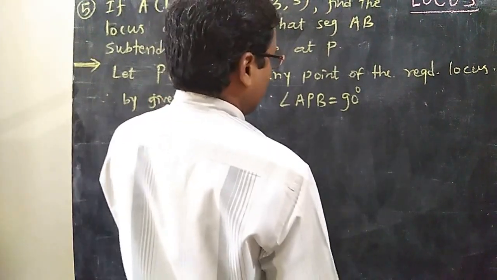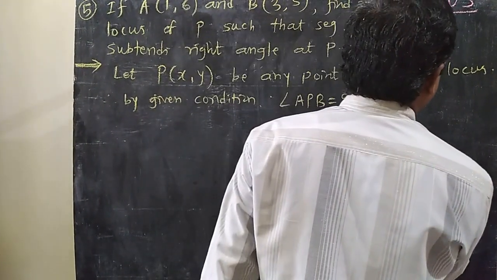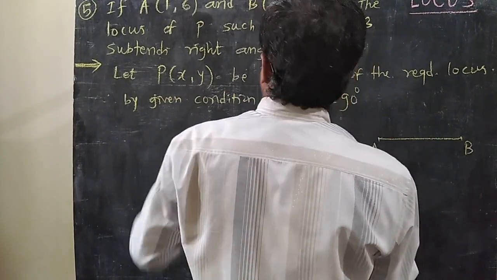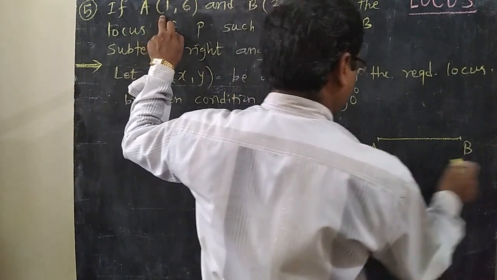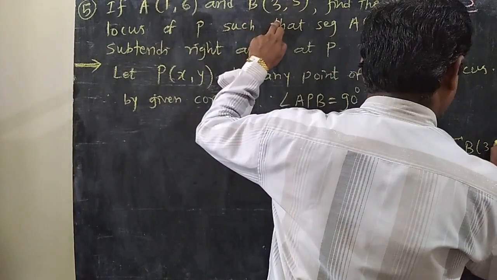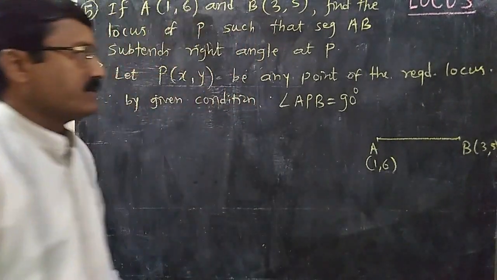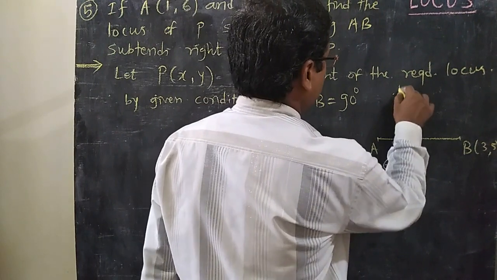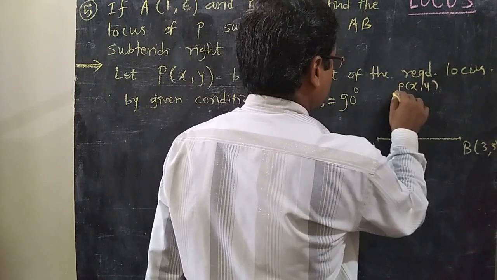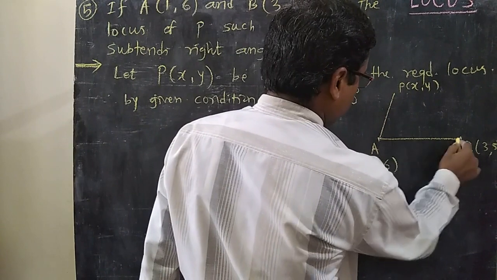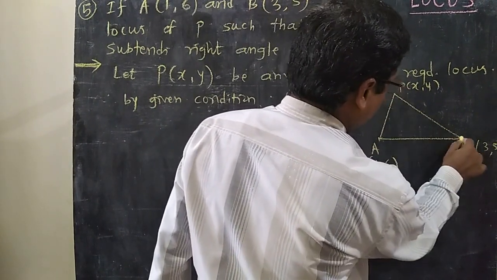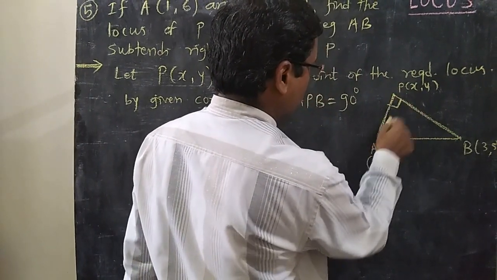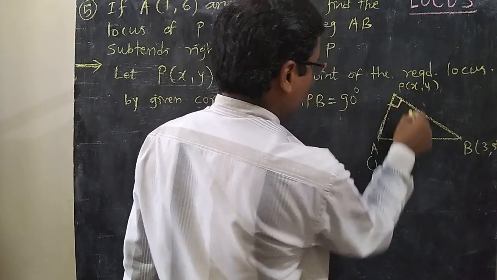Let us see the figure for this. Here is segment AB. Suppose A is given as (1, 6) and point B is given as (3, 5), and P is the locus of point P, so it may be anywhere. Let us take this P as (x, y). So this segment AB subtends a right angle at this point. This angle is a right angle.